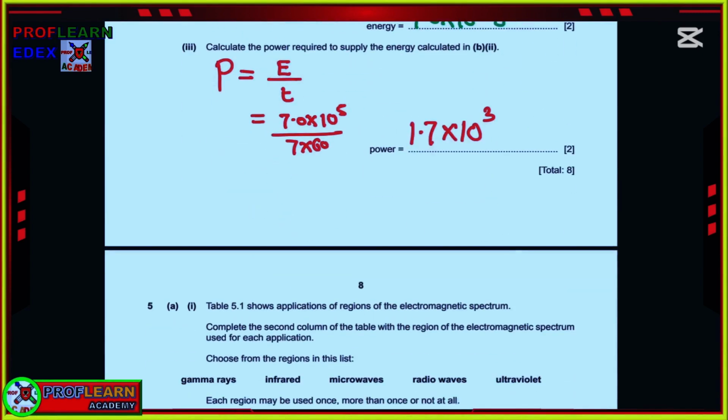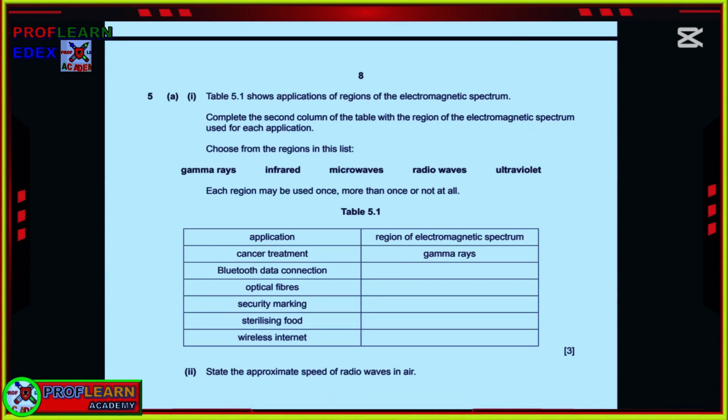Also, in order to work out power, remember power is energy divided by time, and remember the volume of oil was heated in a pan for 7 minutes, so we have to convert that to 7 times 60 seconds, and for the energy we are going to use the previous one.